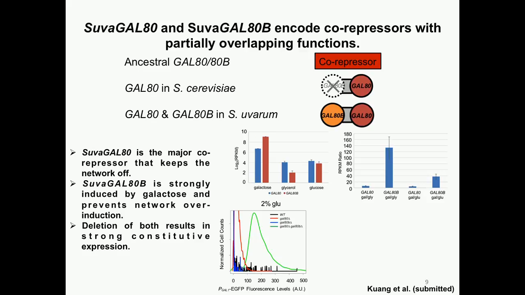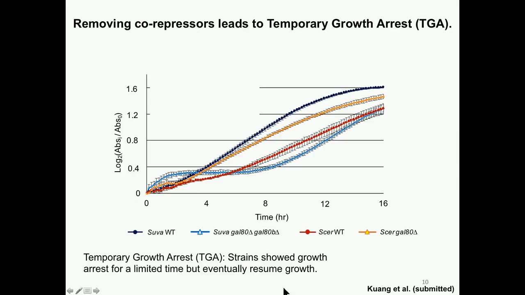Okay, so what is the phenotype of overexpressing the GAL network? So it turns out in cerevisiae, this is well known. If you remove the co-repressor, you actually end up growing much faster. And in fact, if you switch between galactose and glucose, knocking out the co-repressor is a good thing. It allows you to induce and grow faster. And so that's shown here in orange. There's the wild type and there's the mutant in cerevisiae. You grow faster. In uvarum, we see exactly the opposite.